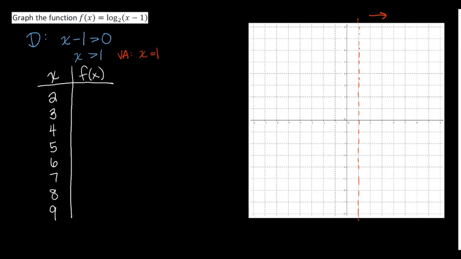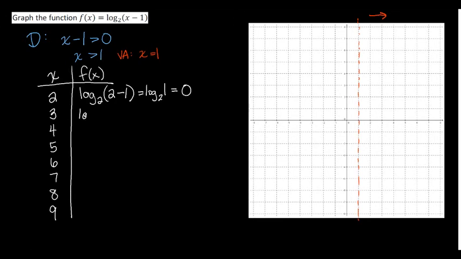So for the first one, for x equals 2, we're going to plug in 2 for the x in log base 2 of x minus 1. That gives us log base 2 of 1, which says what exponent on 2 gives me 1, and that is 0.